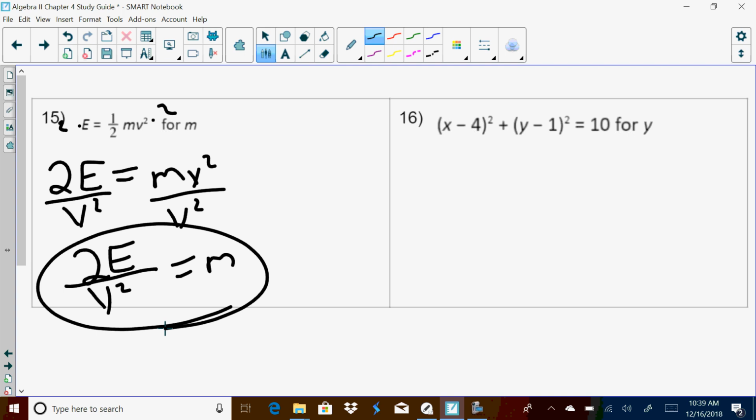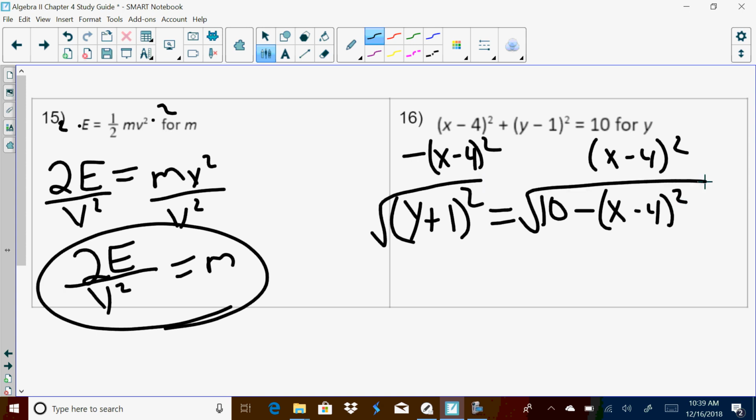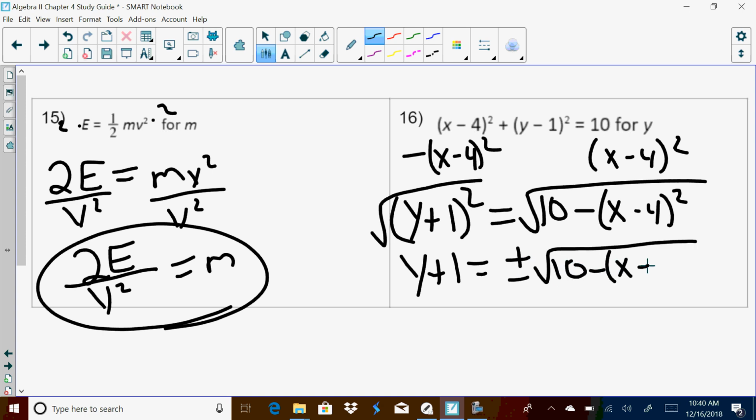And 16, I'm solving for y. So I want to get rid of the x. So first I subtracted x minus 4 squared from both sides. So now I have y plus 1 squared equals 10 minus x minus 4 squared. So then I take the square root of both sides. Y plus 1 equals plus or minus the square root of 10 minus x minus 4 squared.